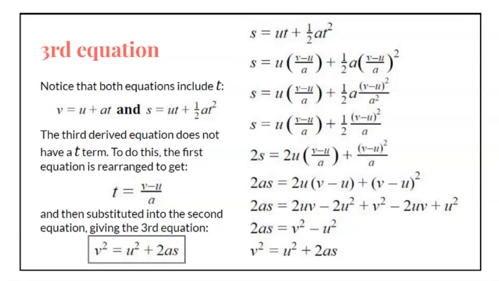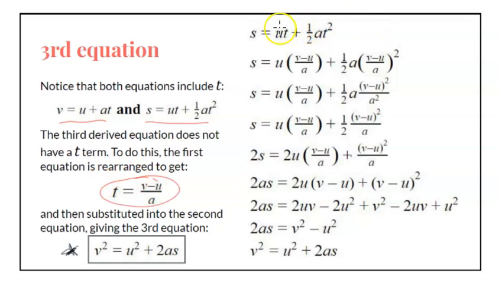So the third equation is derived algebraically, and it involves substituting the first equation into the second equation. If you notice, for both these equations, we have time in both of the equations. However, if you look at the third equation, there's no time. But before we substitute the first equation into the second equation, we need to rearrange it.